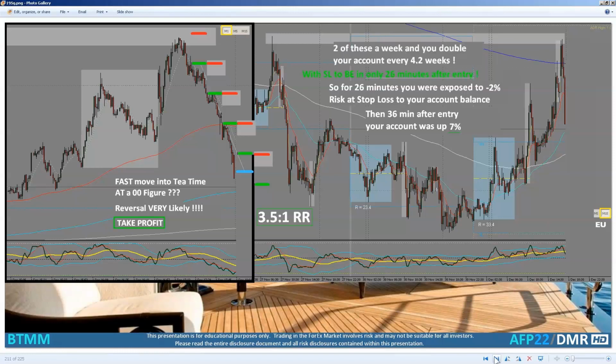Happened today. All right, 2 of these a week, and you double your account every 4.2 weeks. So if you pull 14% out of the market every week, that is double every 4.2 weeks, give or take. It's around there, somewhere between 4 and 5 weeks. You're doubling your account if you can take 2 of these 7% trades a week.